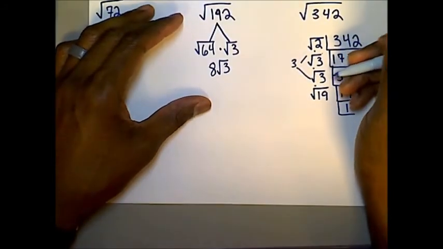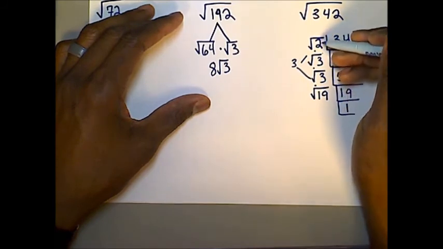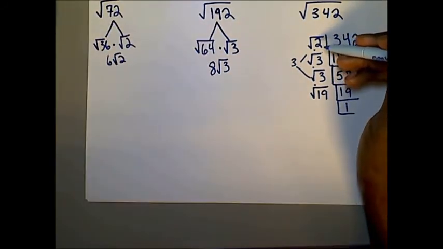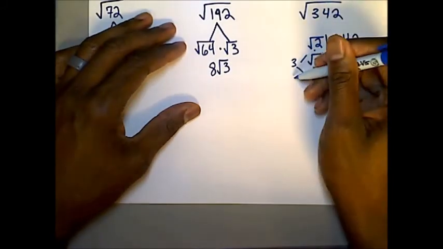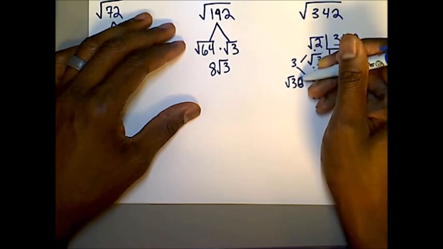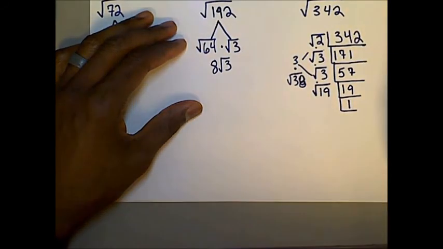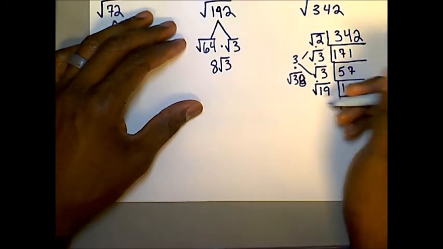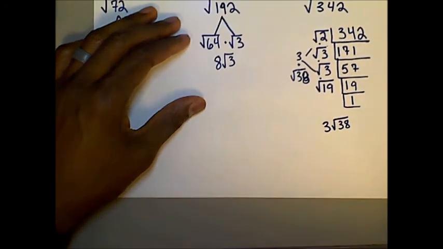Okay? So then I can combine the 19 and the 2 as square roots. So 19 times 2 is 38. So because they don't match, it is rewritten as the square root of 38. So 38, not 36. It's 38. Okay. So 3 times 38. Okay. So my final answer here is 3 times the square root of 38.